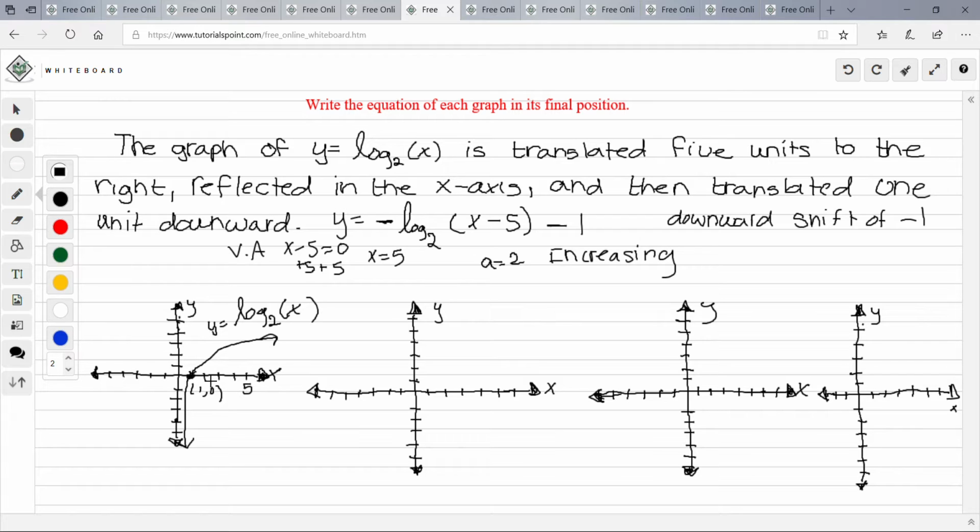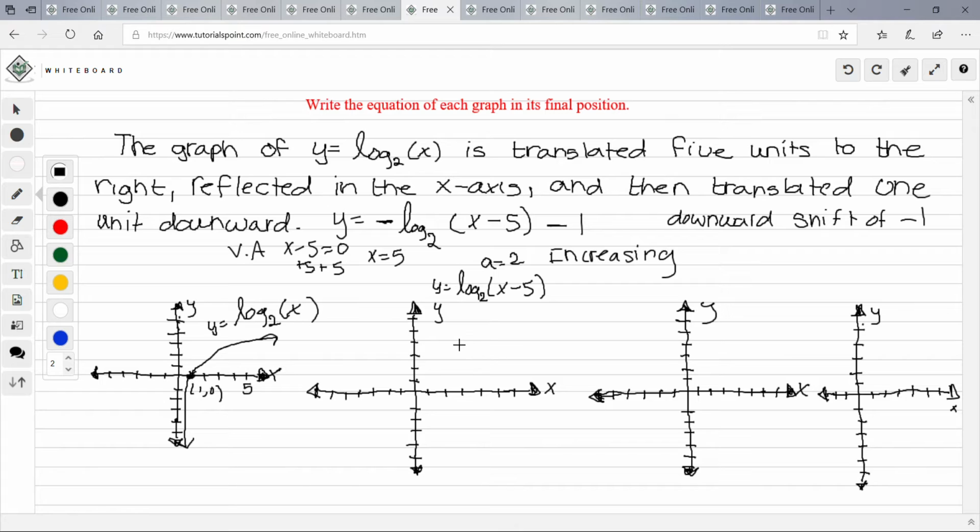Now let's draw the graph of log base 2 of x minus 5. So we're going to draw this graph, y equals log base 2 of x minus 5.